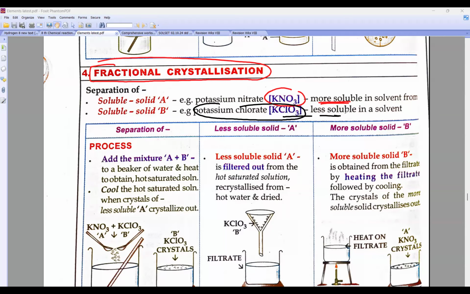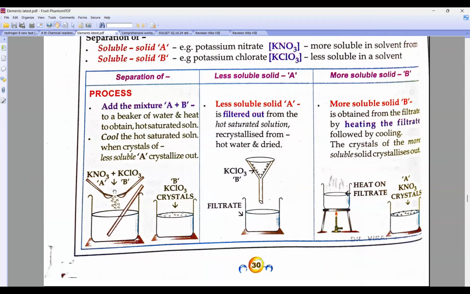I'm going to prepare a hot saturated solution of these two. This is more soluble and this is less soluble. Potassium nitrate is more soluble. Now suppose I'm eating two things. Suppose this is one thing and this is my other thing. The one which is more soluble will go here. The one which is less soluble is here.